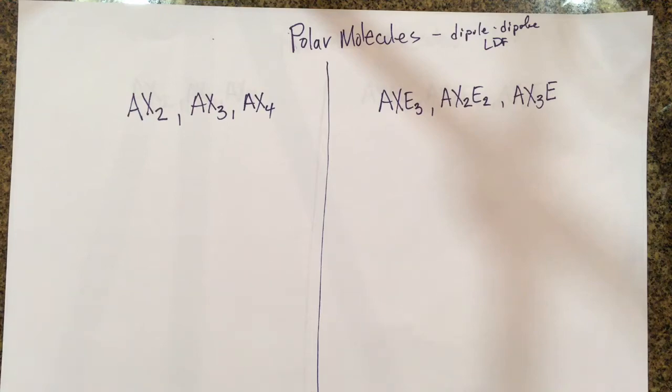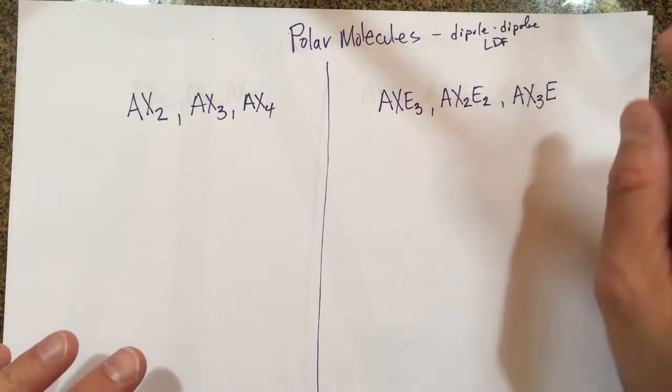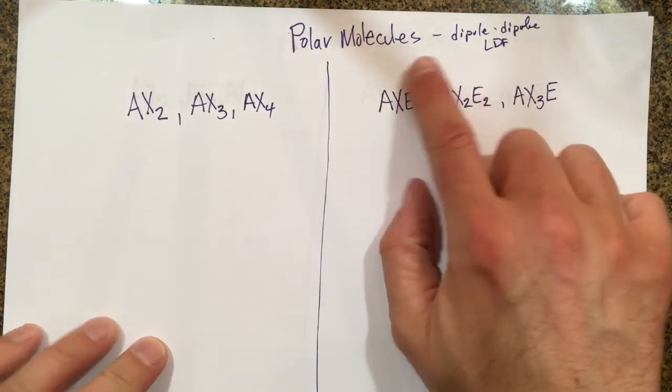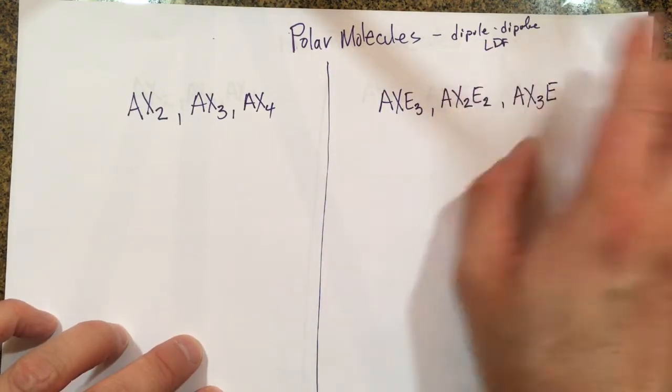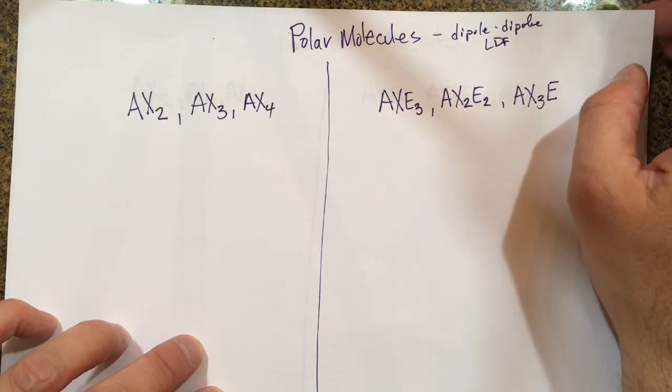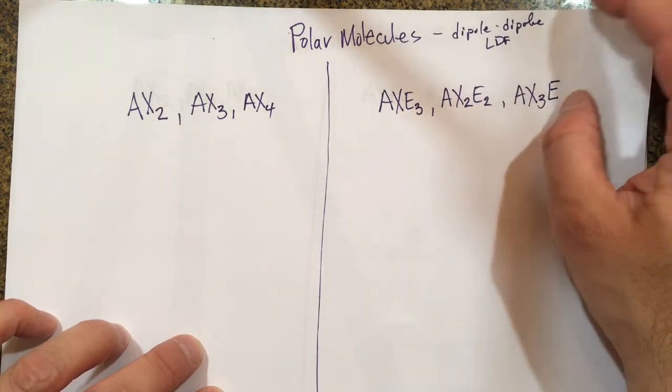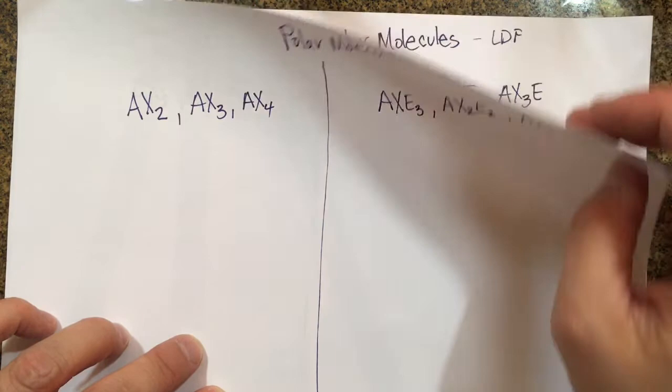In this video, we're going to try to understand how polar molecules are determined. So how do you know if a molecule is polar or not? The reason we do that is that polar molecules have both dipole-dipole attraction as well as London dispersion force. They're both van der Waals forces, but they're different kinds of forces.